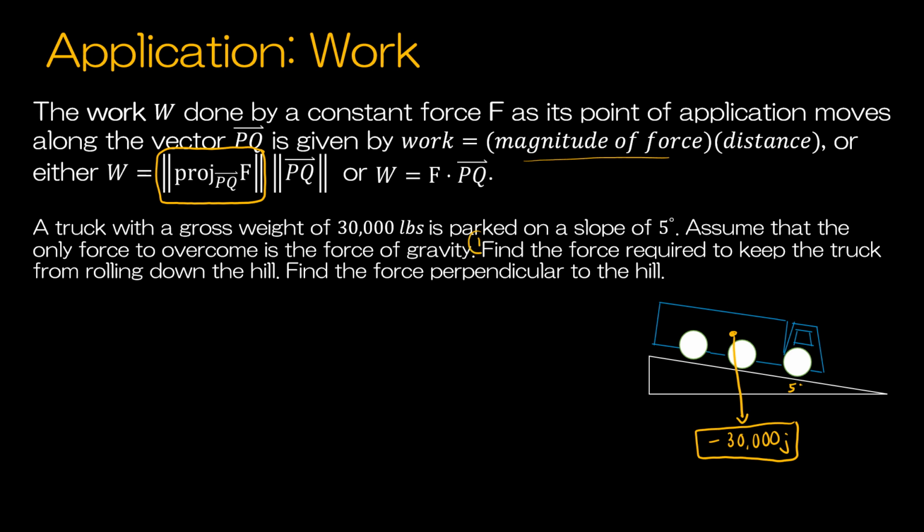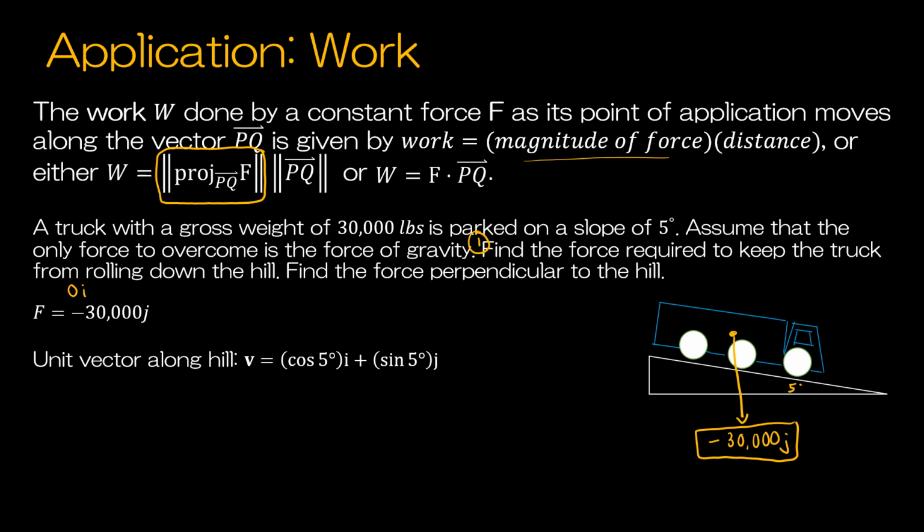I'm going to stop right there. That's all we're going to do at first. So the force required to keep the truck from rolling down the hill. Let's see what we know. I know that F is equal to -30,000 times j. And keep in mind that means 0i minus 30,000j. And that just represents the force of the gravity pushing down on that truck.